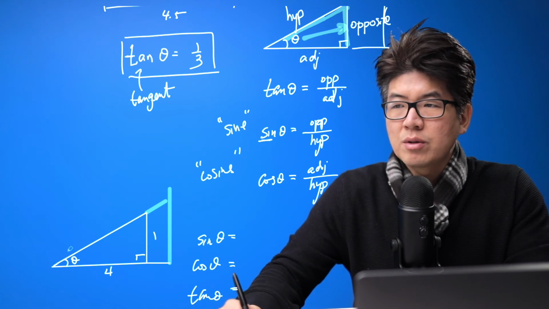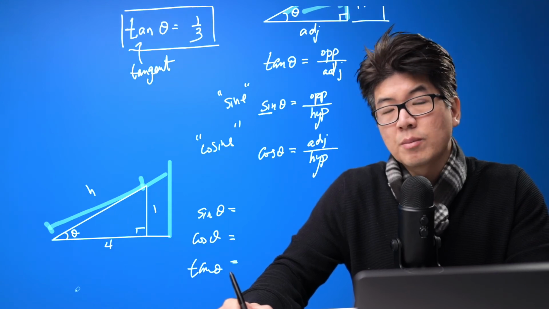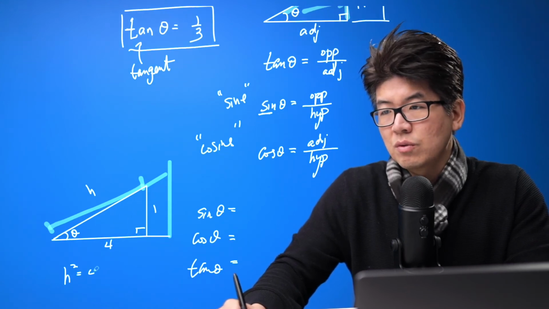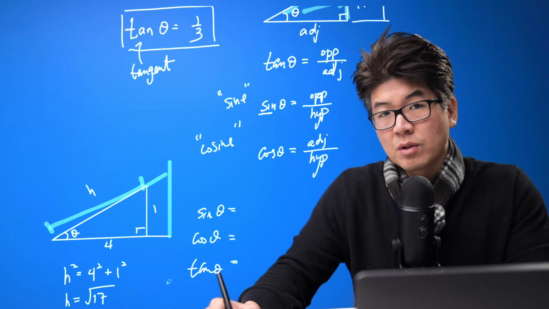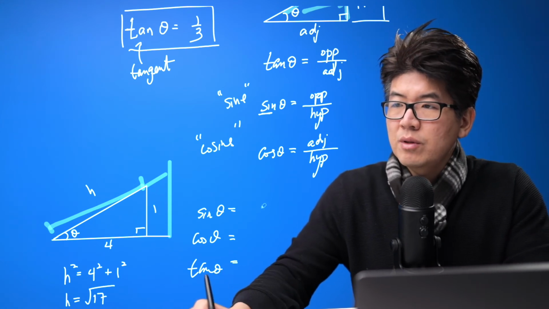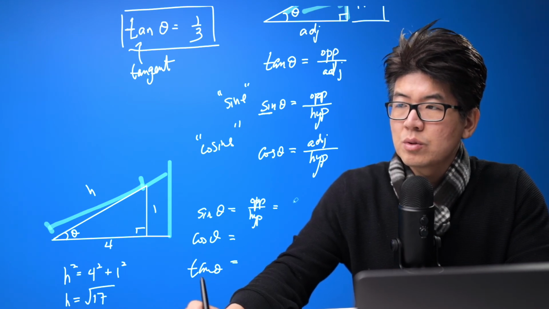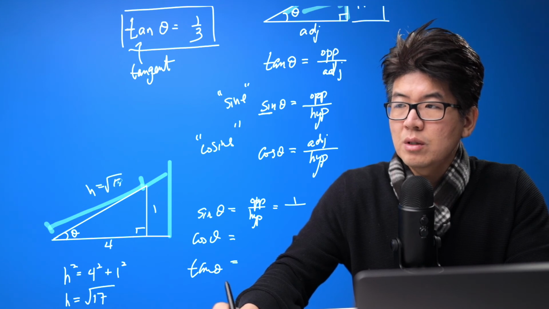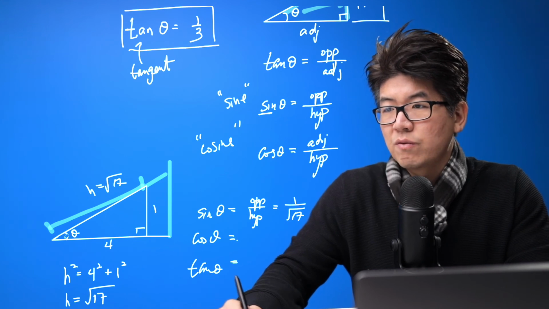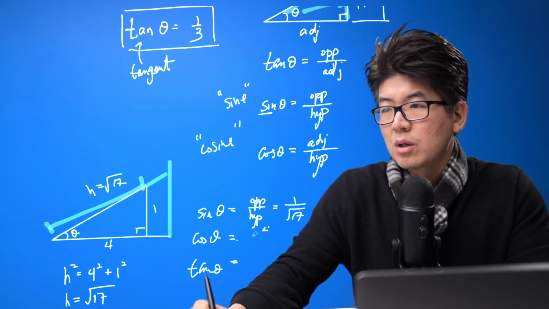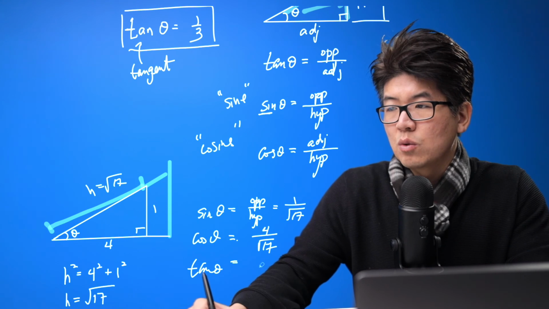So sine of theta requires the length of the hypotenuse. And for that, we need the Pythagorean theorem. So h squared is equal to 4 squared plus 1 squared. That's 17, so it's square root of 17. So sine of theta is equal to opposite over hypotenuse, so 1 over root 17 is the ratio. Cosine is adjacent over hypotenuse, so 4 over root 17. And tangent is 1 over 4.